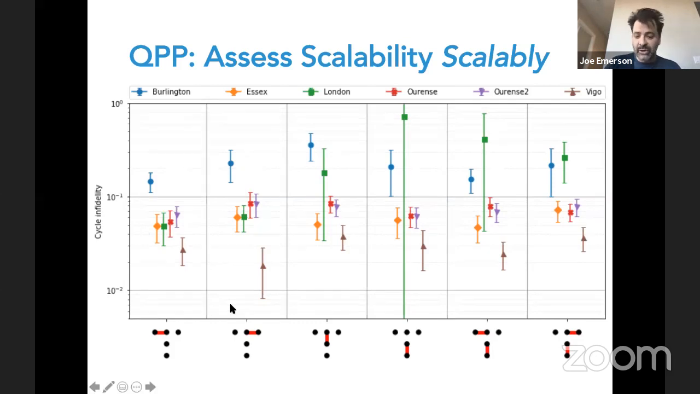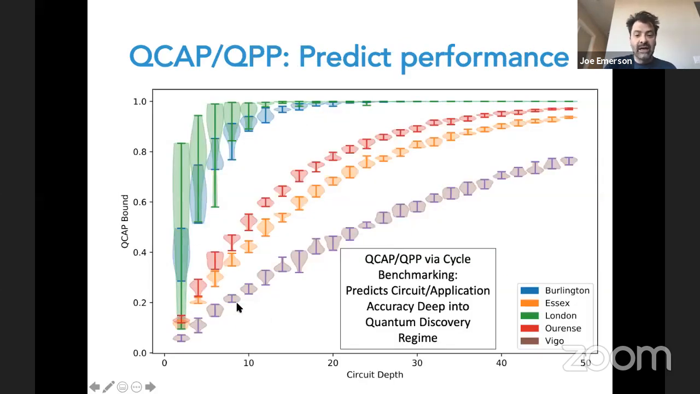And so here what we're doing is projecting how well each of the devices can perform an application, based on doing the cycle benchmarking to characterize the errors on each of the allowed 2-qubit gate combinations. And so you see the various devices. Out of all of these, which one is it? I think Vigo is by far the best. So it has what we call the Q-cap bound, the capacity of the hardware to run the algorithm.